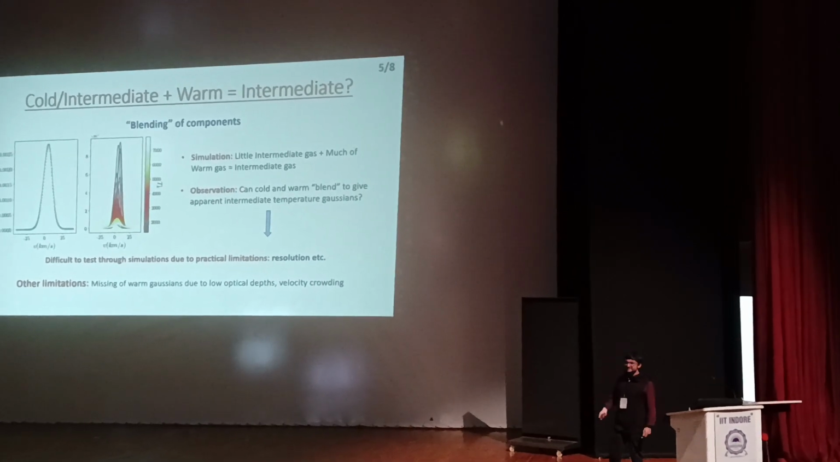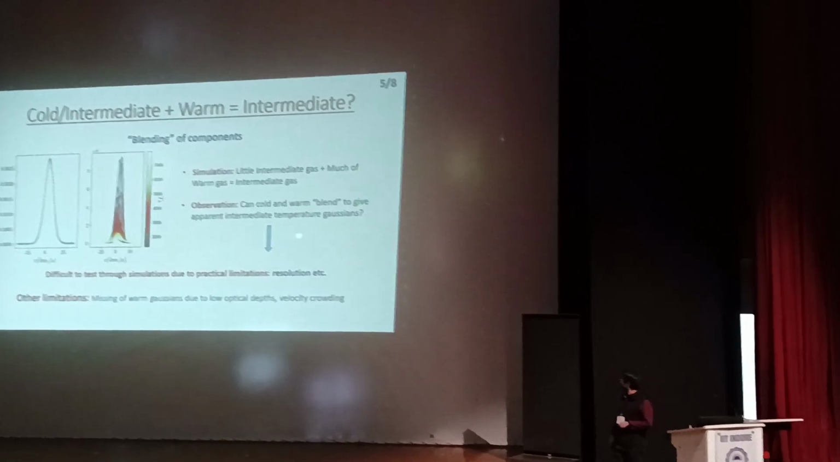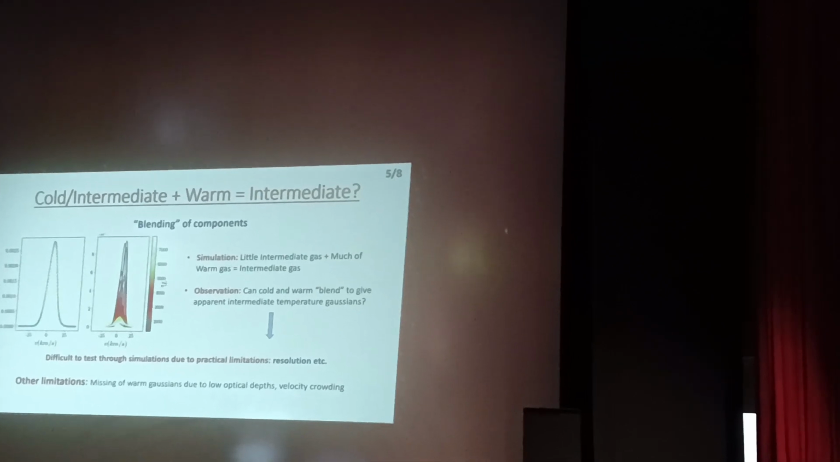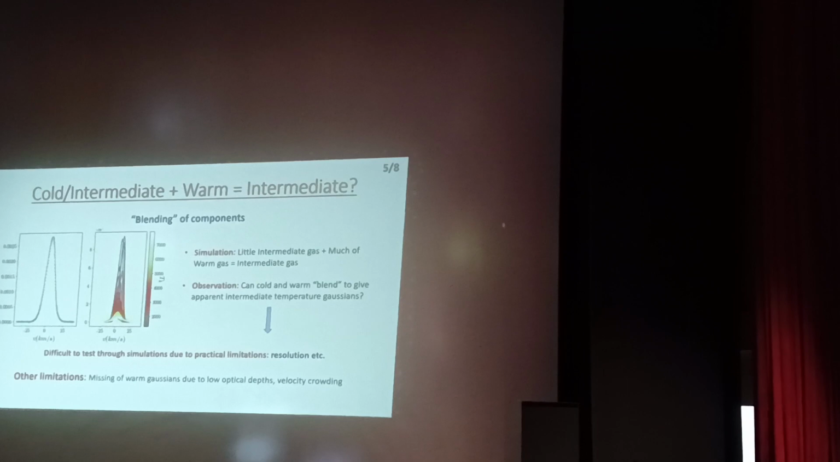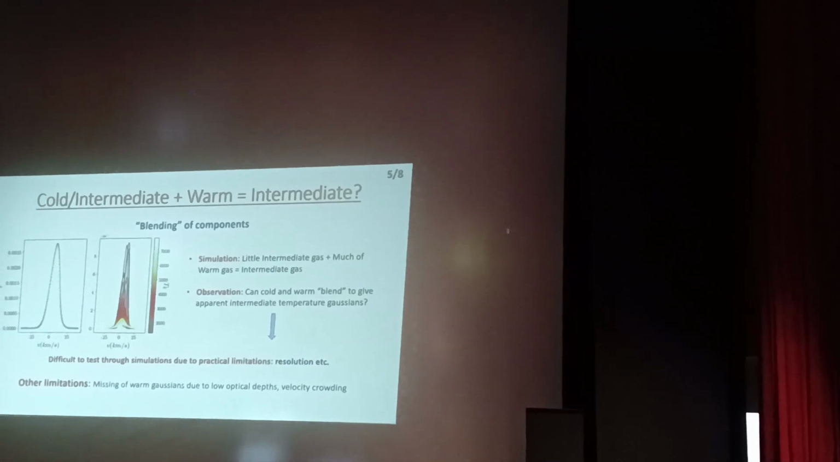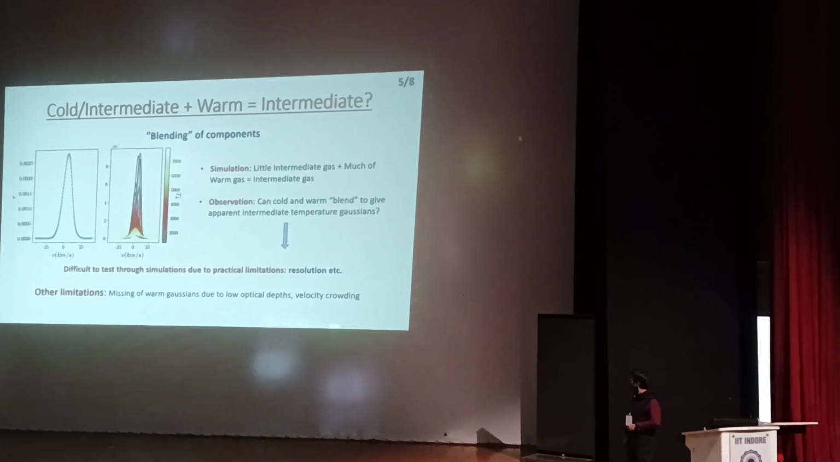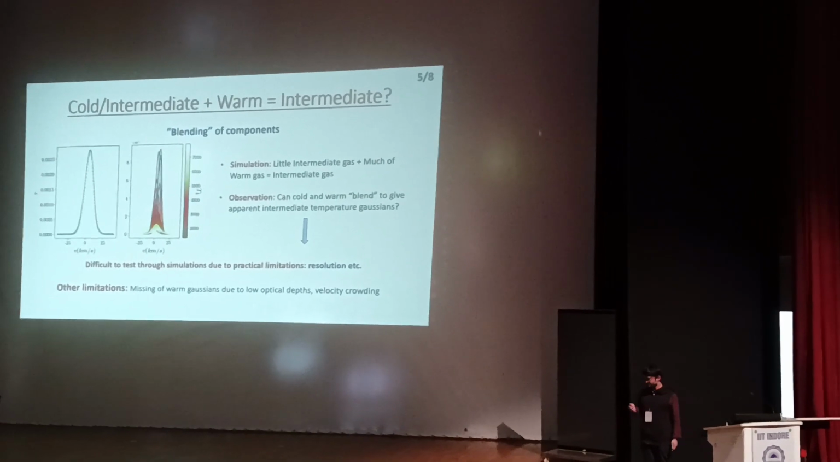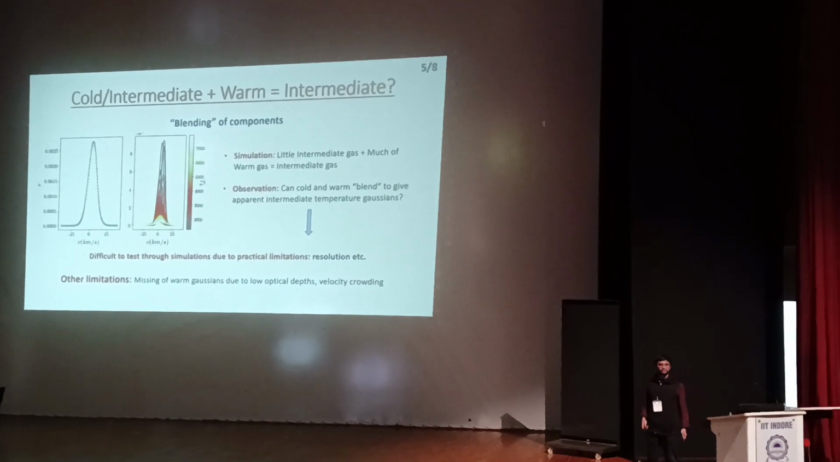Now, it is very difficult to test how much this affects the actual observation data because of resolutions, etc., and the practical limitations associated with simulations. And the other standard limitations are that because the warm components have very low optical depth, we tend to miss them in the Gaussian fitting, and also velocity crowding can be a major issue in something like this, with blending of components. Now, these involve all these uncertainties in Gaussian decomposition.